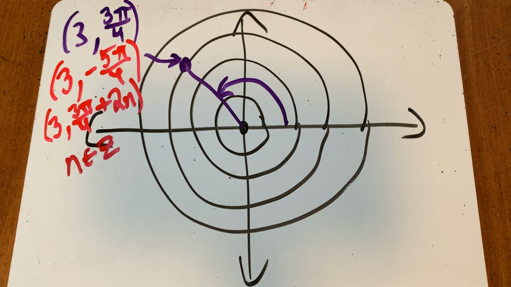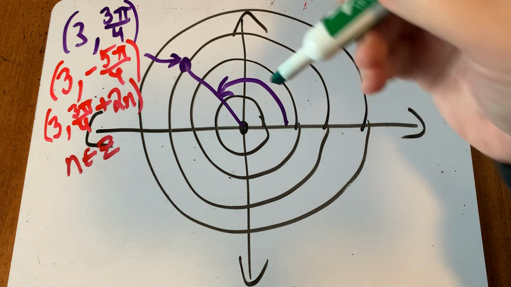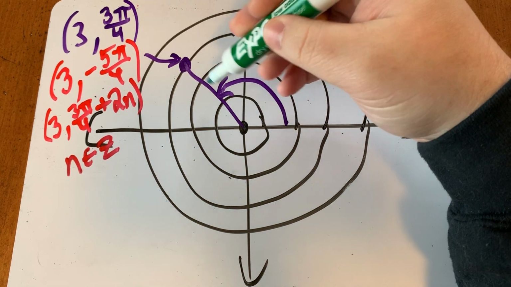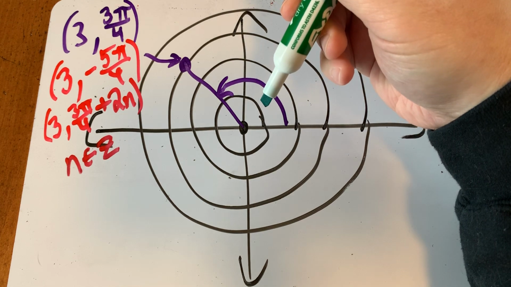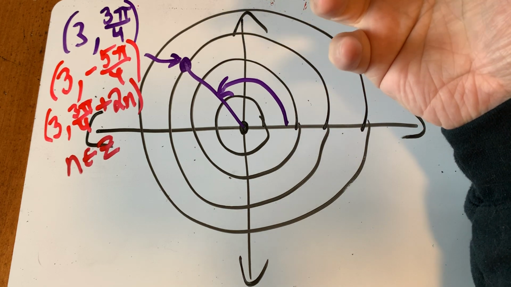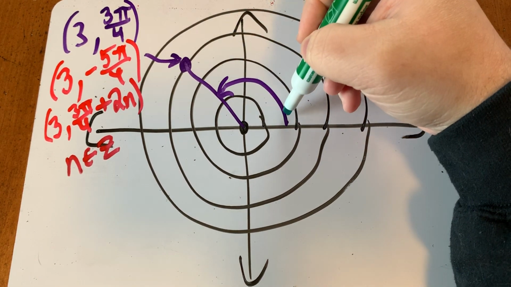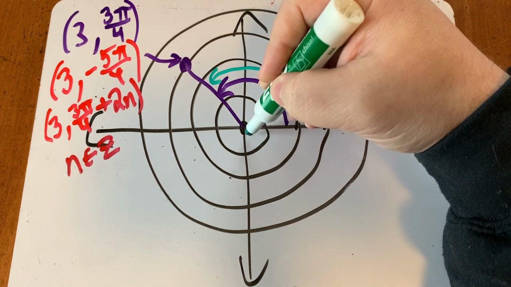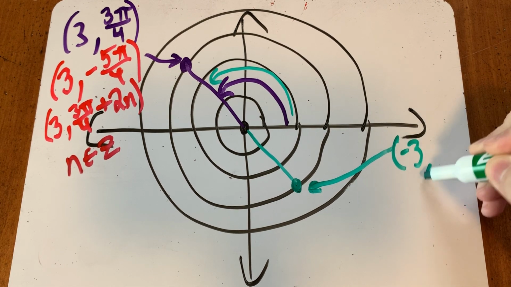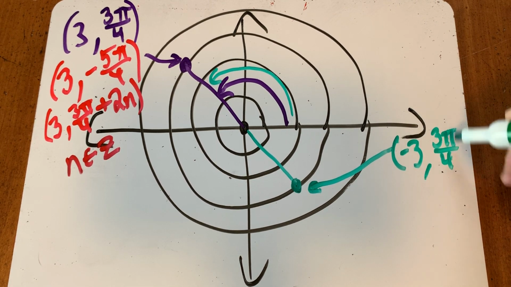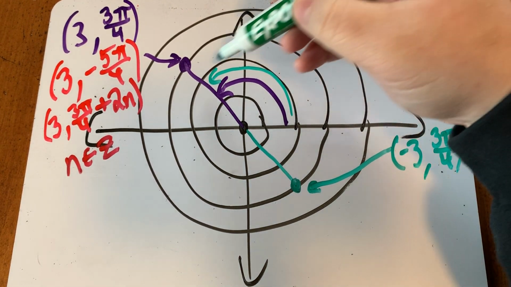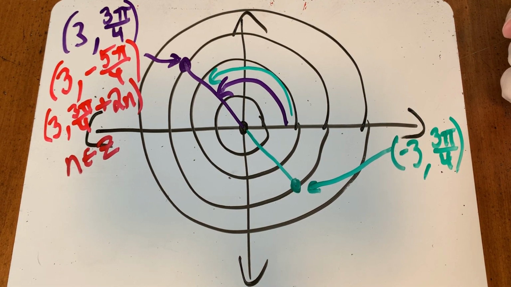But there's also more ways to represent that, and it's because r is a distance. So if it's a distance, positive means going in that direction. But a negative r means we're going in the opposite direction. So if we had negative 3, 3 pi over 4, that's at the angle 3 pi over 4, but going 3 in the opposite direction. If you have a negative radius, you're going to that terminal ray, but going in the opposite direction.